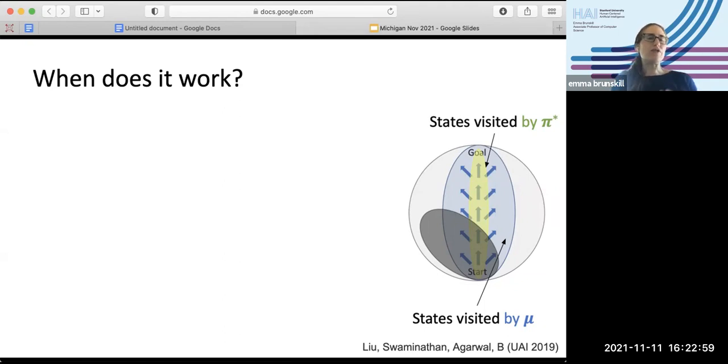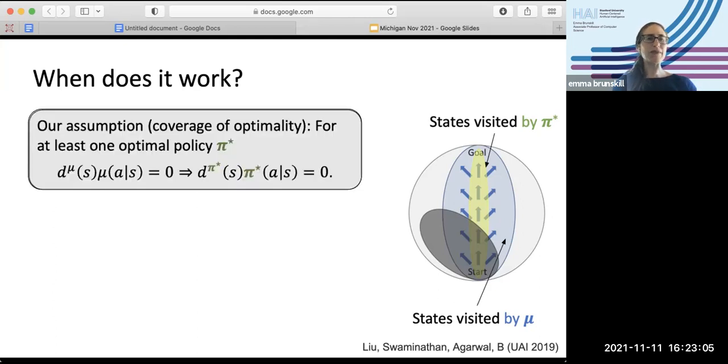And so that's in some ways the best we could hope for, is to get a policy that's really good within the support that we have. And so our assumption is that there's at least one optimal policy that is covered by the behavior policy. That is our assumption for our theory, that there does exist a good policy.